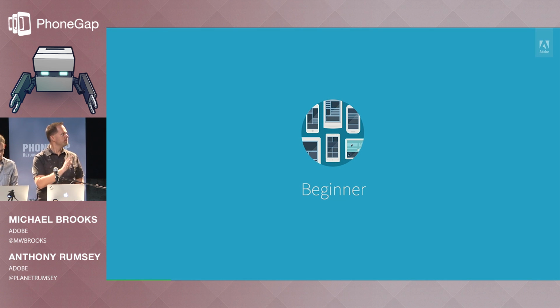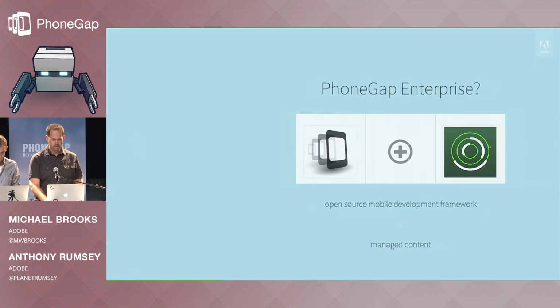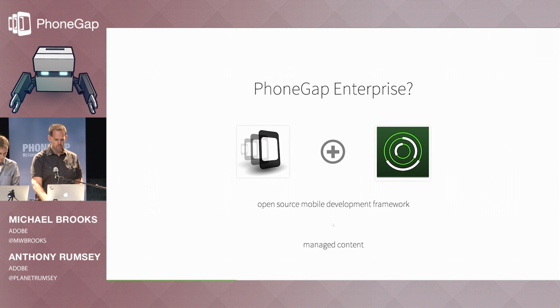So I think for now I'll just stick with some beginner stuff, and then I'll say I can come back and do some advanced stuff. So yeah, PhoneGap Enterprise. Why have we stuck the word enterprise after PhoneGap? What does that really mean?